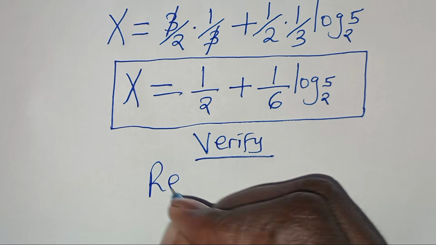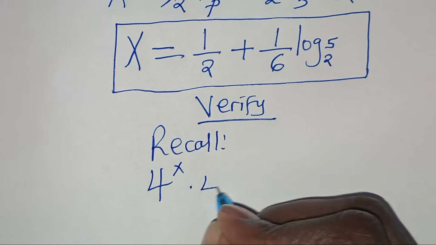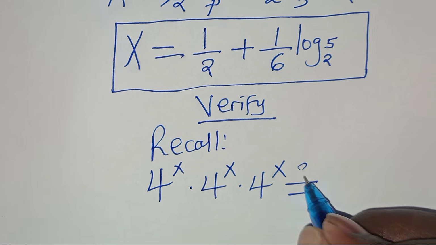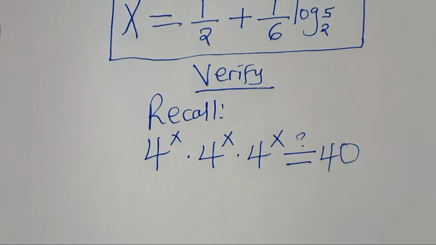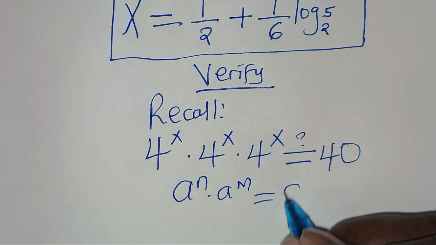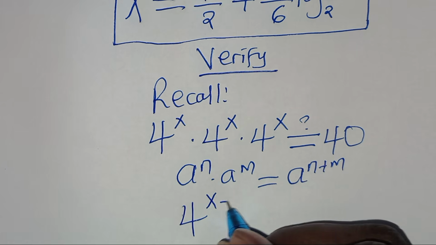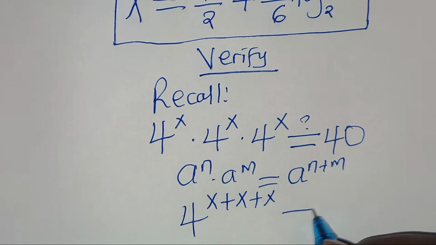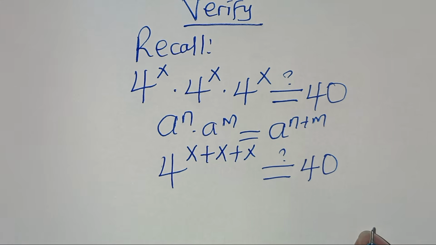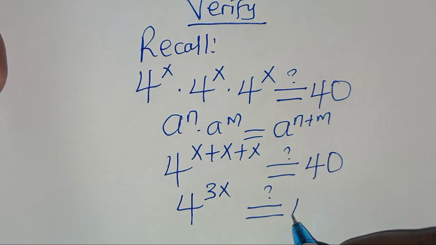Now if you recall, we had 4 to the power of x multiplying by 4 to the power of x multiplying by 4 to the power of x. This is supposed to give us a value of 40. Now, this is in the form of a to the power of n times a to the power of m, which can be expressed as a to the power of n plus m. So this means we have 4 to the power of x plus x plus x. This should give us a value of 40. So here we have 4 to the power of 3x. This should give us a value of 40.